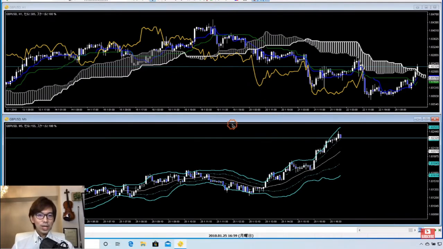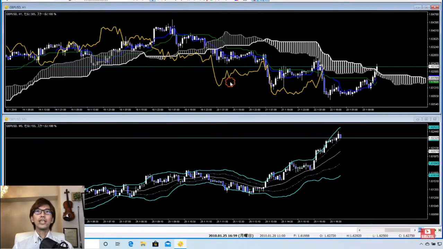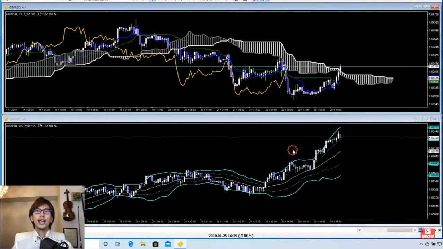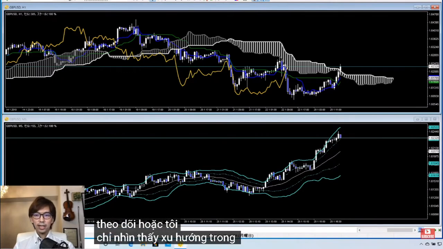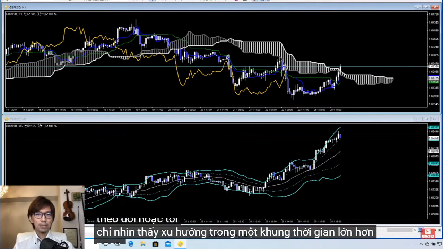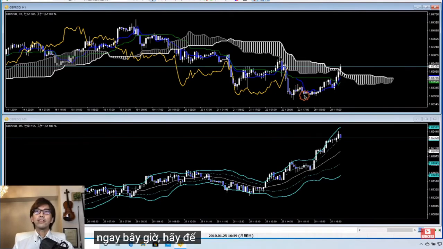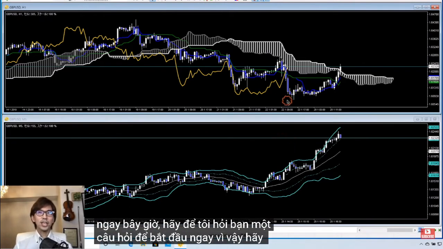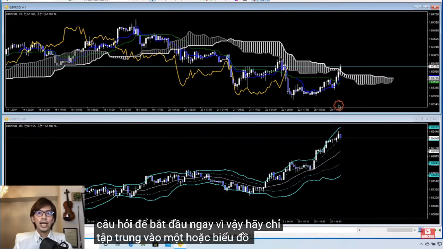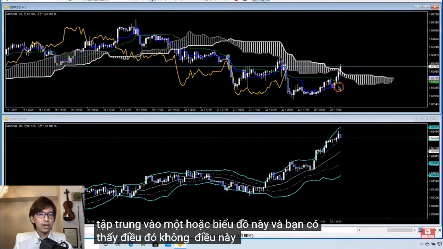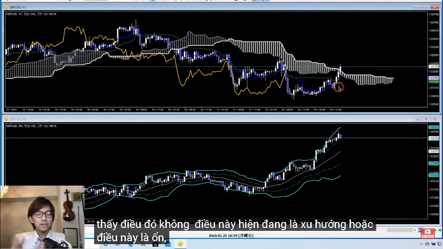Okay, so let's get started. Usually I capture a trend and I only take trades where I see the trend in a bigger time frame, based on the KTS. So right now, let me ask you a question to start with. Just focus on this 1 hour chart, and do you see that this is currently on trend, or is this flat?